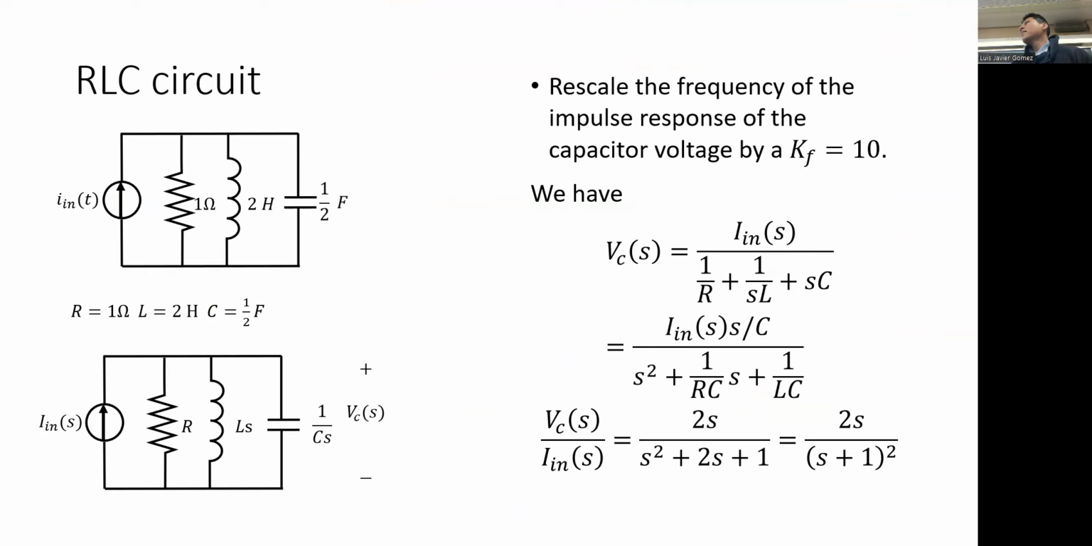Yeah, so divide the S by 10. So this would be 10, and then this becomes 10. But then you can't really change what S is. So you have to change the lumped element. So the new C and L become C over 10 and L over 10.